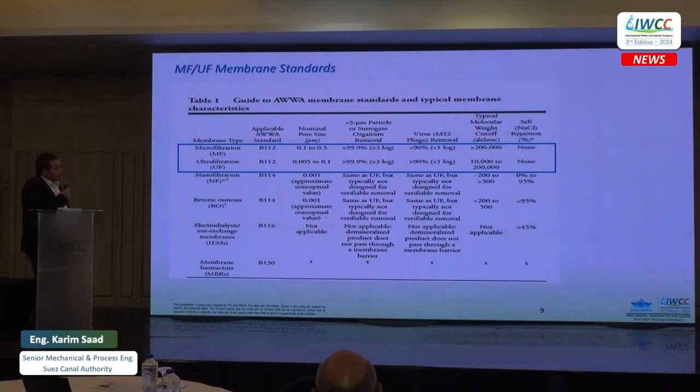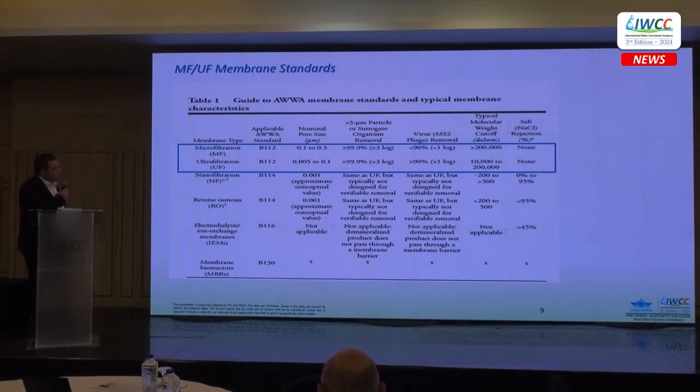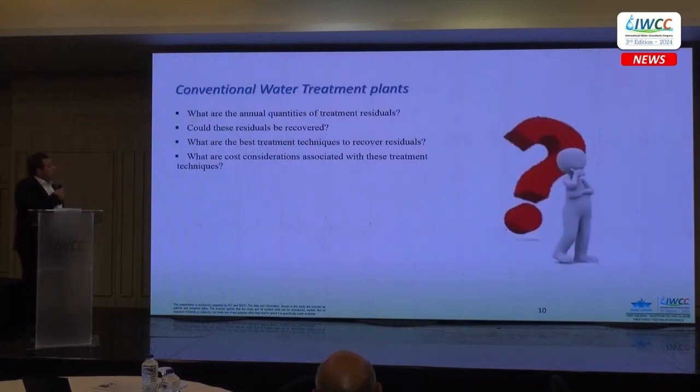Particulates with size greater than or equal to 3 micrometers: removal efficiency for both microfiltration and ultrafiltration should be 3 log at least. Virus removal for microfiltration should be less than 1 log, while in ultrafiltration should be greater than or equal to 1 log. And the molecular weight cutoff for microfiltration should be greater than or equal to 200,000 Dalton, while in ultrafiltration it ranges from 10,000 to 200,000 Daltons.